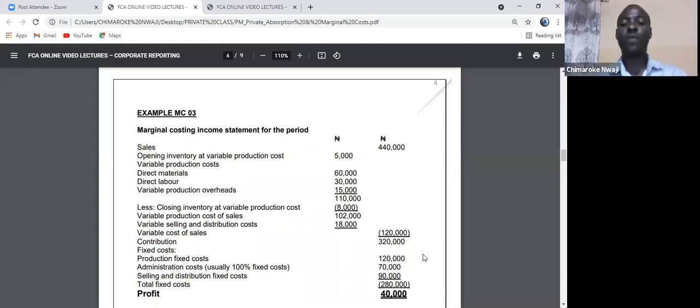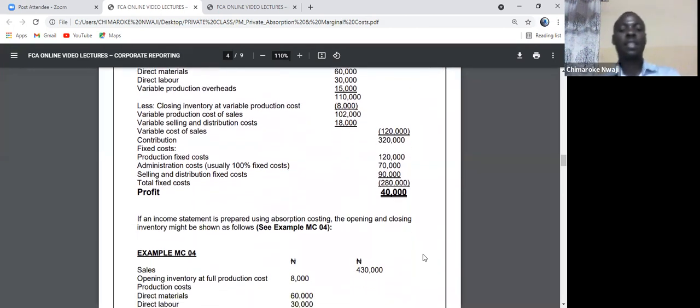So when you have your 120 plus 70 plus 90, you are having a total of 280,000. That is your total fixed cost. So when you remove 280 from 320, you have 40,000 Naira as your profit. This is a typical income statement using the marginal costing method. We shall take one more of this kind of thing and see how it has been done.